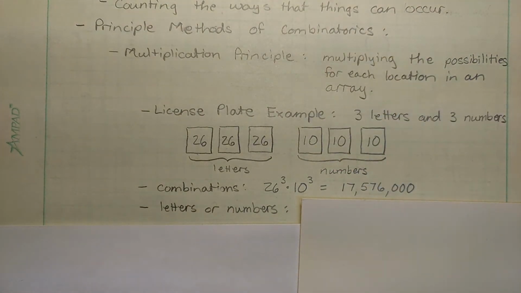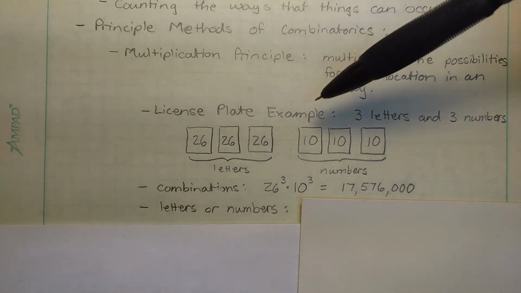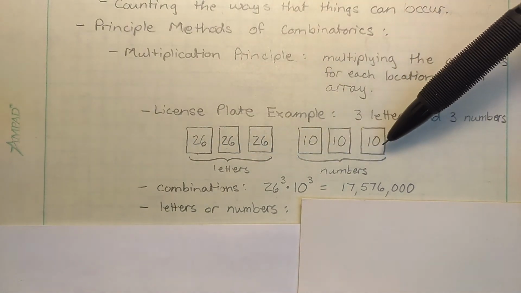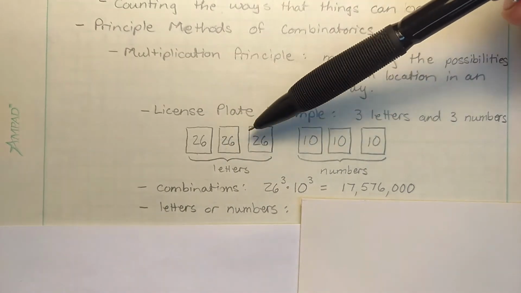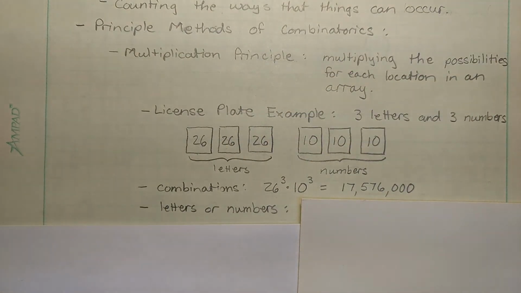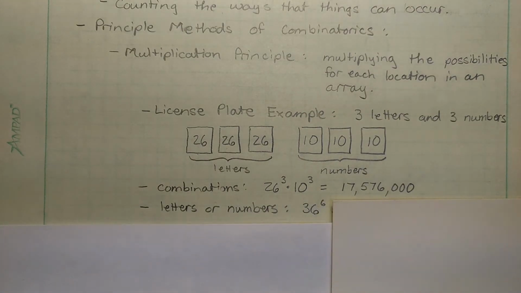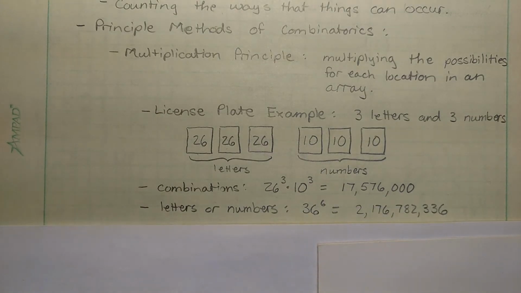Well, there are other possible ways you can get more. One of them is, instead of restricting it to be all letters and all numbers, or all numbers and all letters, what if we just let it be random? What if we let it be numbers or letters and we just have 6 different spots? Well, that would be 36 possibilities for each spot, 26 letters or 10 numbers, and there would be 6 spots, so it would be 36 to the 6th. That would actually give us over 2 billion possible combinations. So as we can see, that gives us a whole lot more different possibilities.